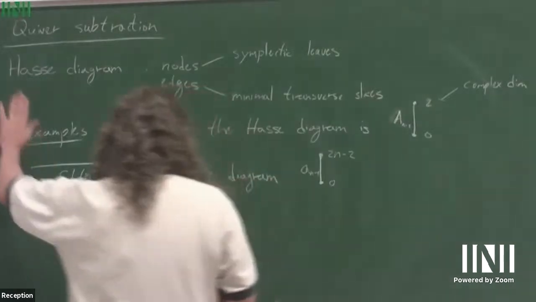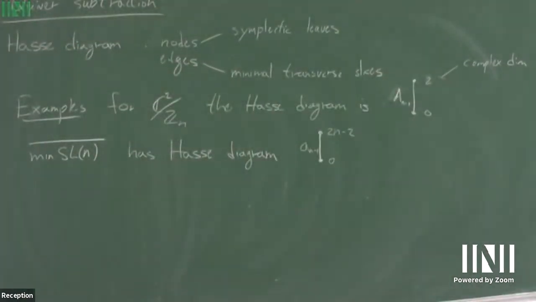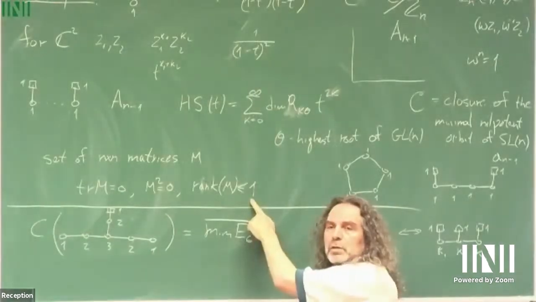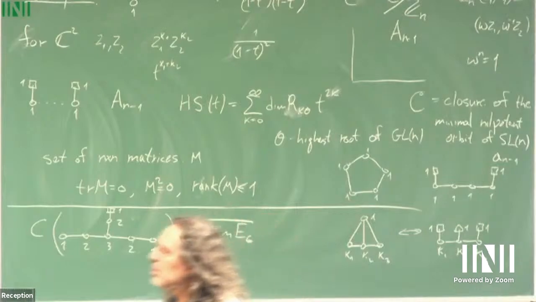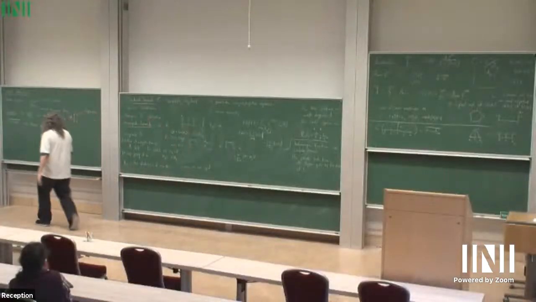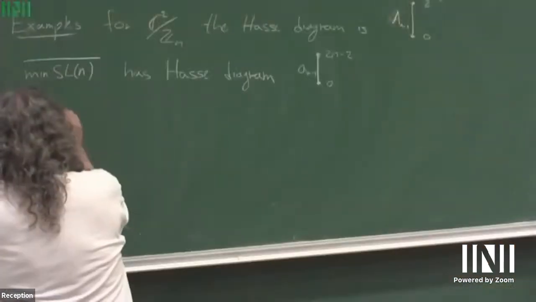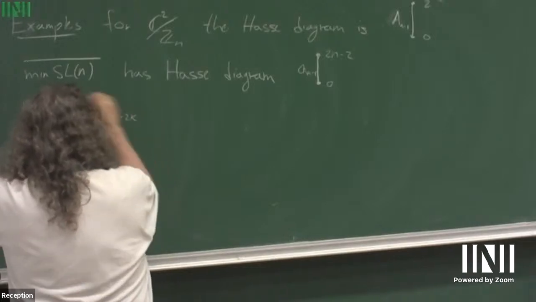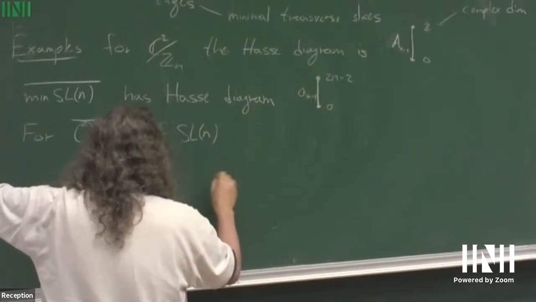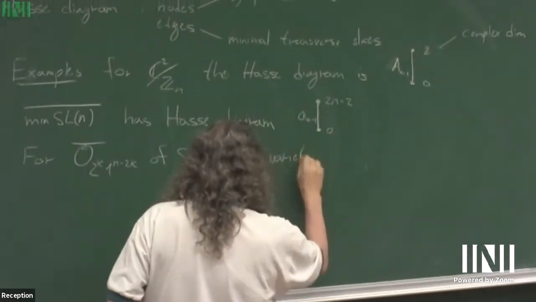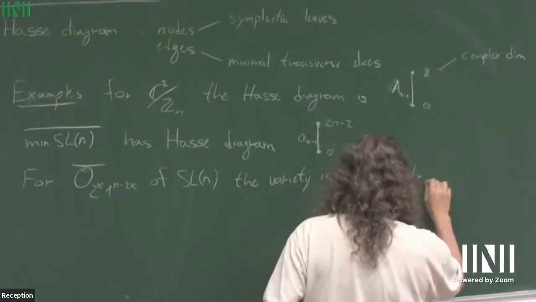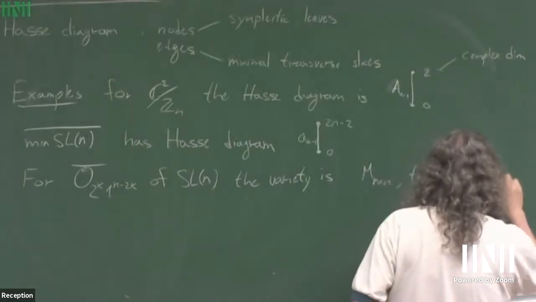So let me take another example. You see that when we wrote the minimal nilpotent orbit, we insisted that the rank is at most 1 for the minimal orbit. If I instead relax this condition and allow for an integer k instead of 1, then I'll get the Hasse diagram for this orbit. It is the set of rank zero of M.